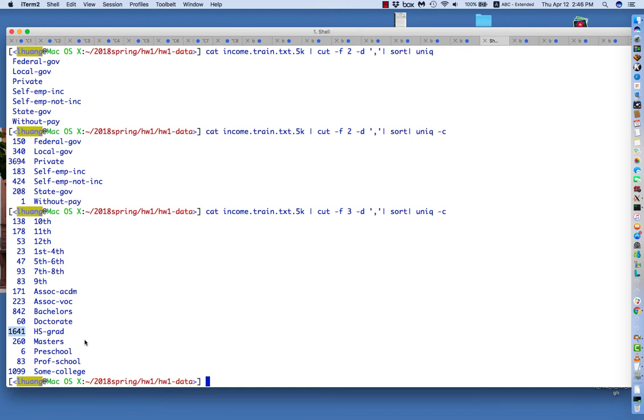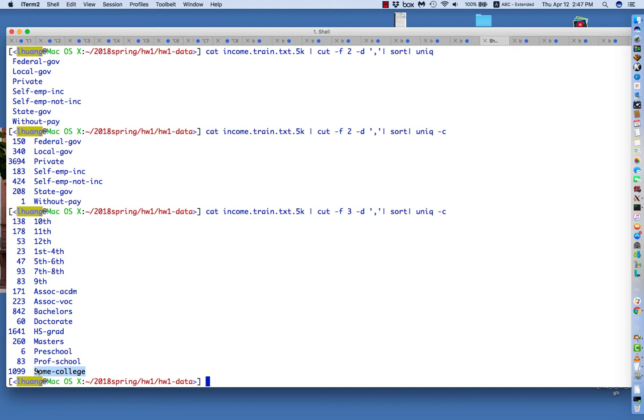Out of 5,000 examples, about 32% are high school grad, right? And then there's 9th grade, there's first grade. These are like elementary school dropouts, middle school dropouts, whatever. And then there's associate degree, academic, associate degree, vocational school, bachelor's degree. That means people who have graduated with a degree from college.